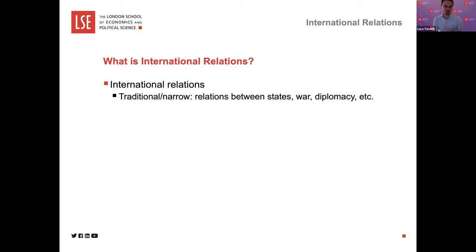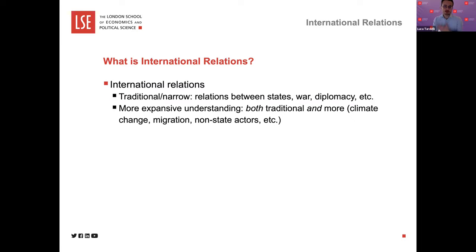But you can also, as my previous examples indicate, take a more expansive understanding of international relations, namely an understanding that encompasses both the traditional understanding that I've just discussed, the one focused primarily on states, but also more than that, moving beyond that, to encompass all these global issues that we just discussed, climate change, migration, but also all other relevant non-state actors, whether international institutions, NGOs, for instance, and major international charities, major multinational corporations, also terrorist groups, or if not, protest movements that spread and cross boundaries.